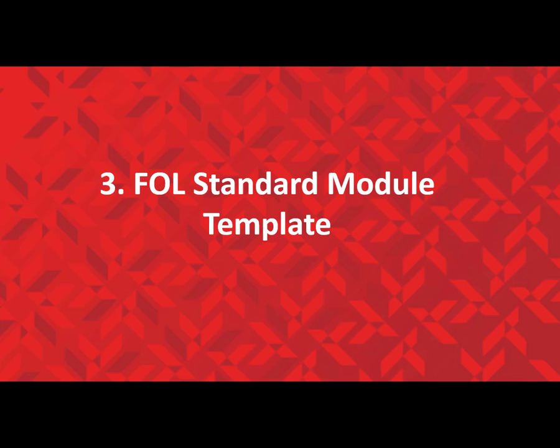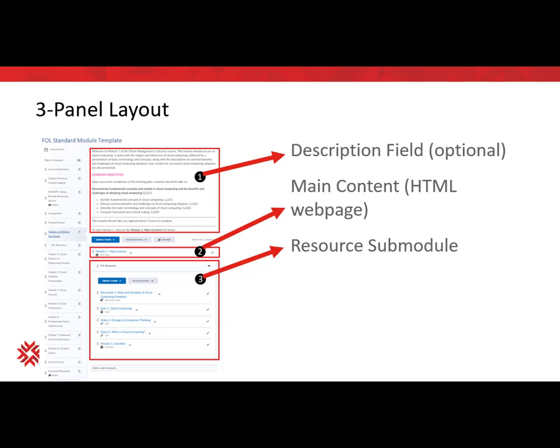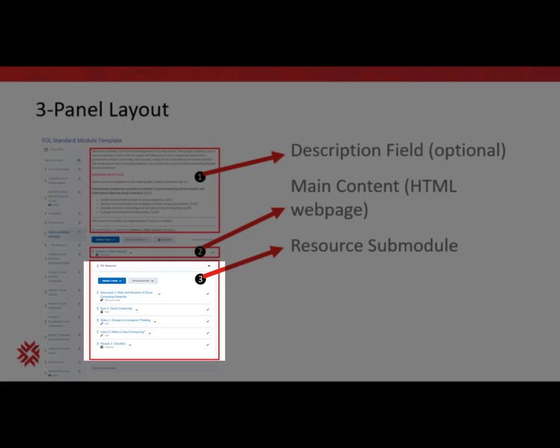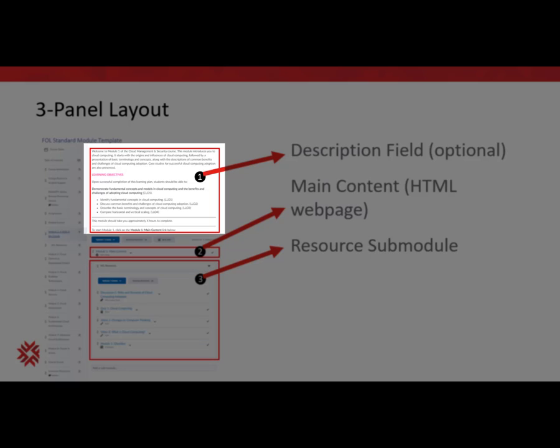Part 3, FOL Standard Module Template. Congrats on making it through the 4-step process for developing content within FOL. During this time, you may have noticed that the arrangement of the content looks similar to the image on this slide, where the main content, or HTML web page, is panel 2. And the items added to the resources submodule make up panel 3. The only other panel to discuss is panel 1, which is the description field, which is optional for course developers.